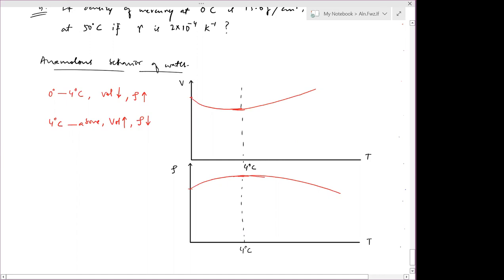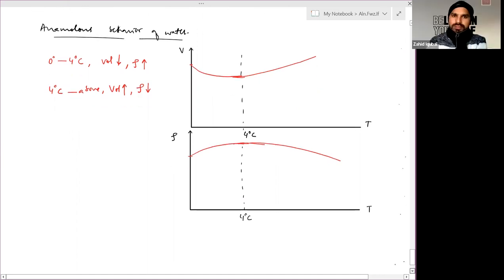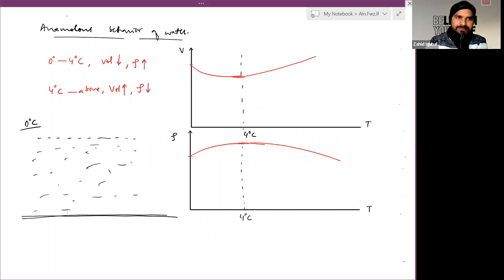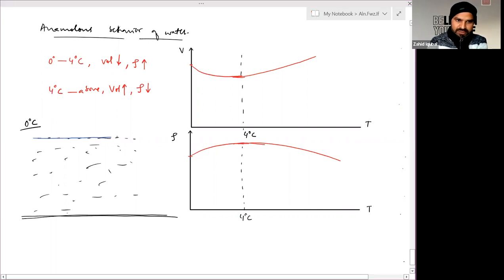Yes, sir. This behavior of water enables aquatic life to survive in water. Let me define you how. Let's say this is surface of water in any water body, and this is seabed like this. So when temperature outside becomes 0 degrees Celsius or less, water will start freezing. So the top layer freezes first.